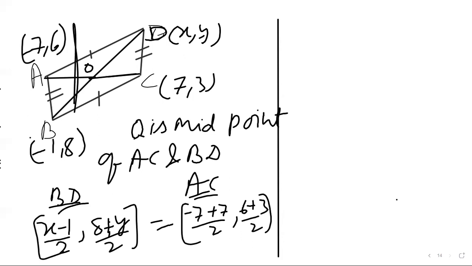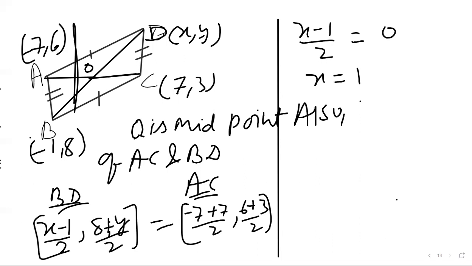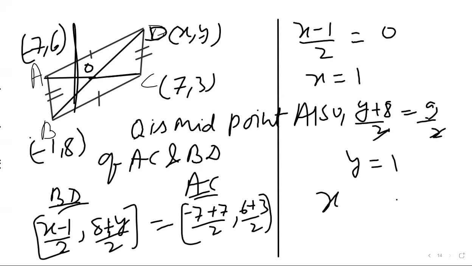So from here, equating X minus 1 upon 2 equals 0, so X equals 1. Y plus 8 upon 2 equals 9 upon 2, so Y equals 1. So X equals 1, Y equals 1. So D is 1 comma 1. Okay, check your answer.